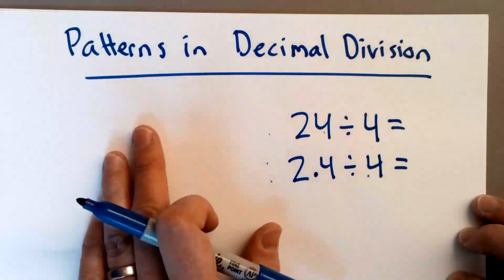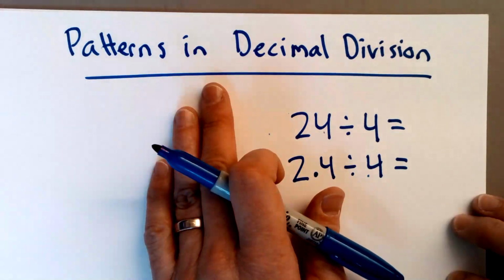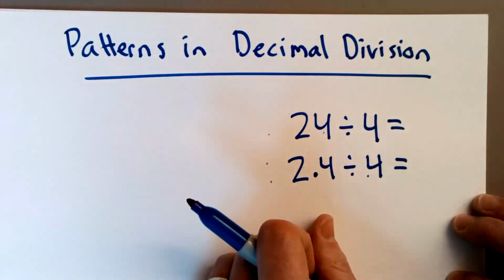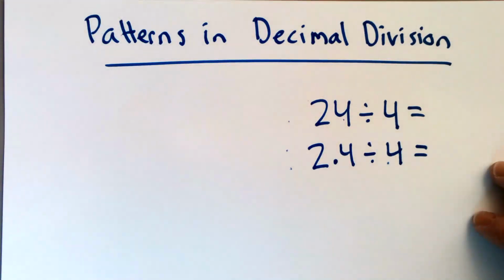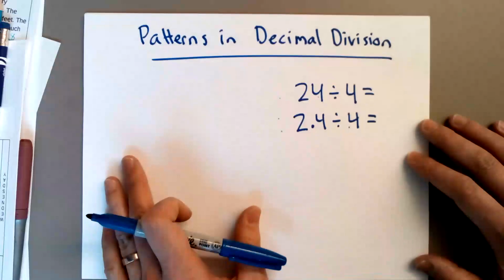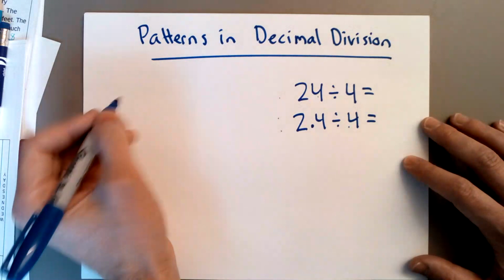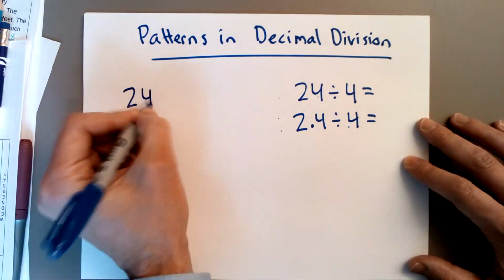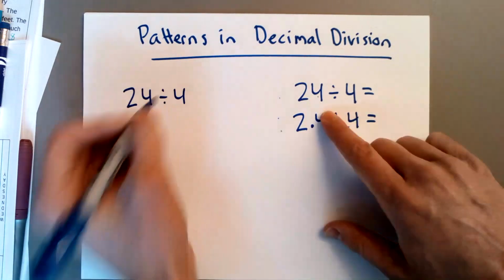Hey, today we're going to talk about the patterns that you can see when you're dividing with decimals. So before I get to showing some of these decimal patterns, it helps to look at some patterns in whole numbers. So I'm going to start with whole numbers, 24 divided by 4, just like over here.